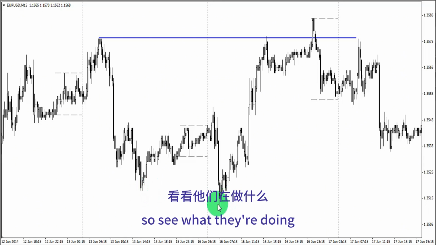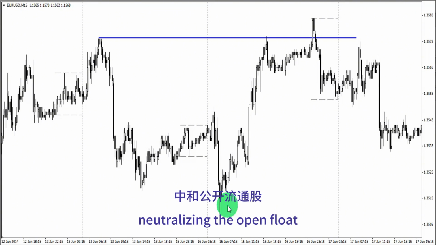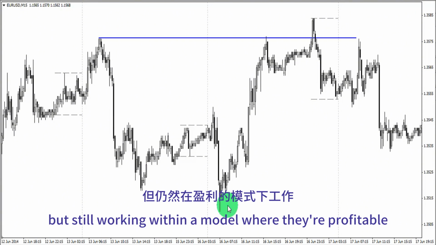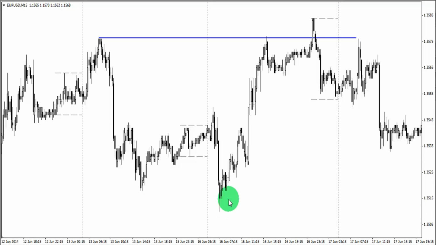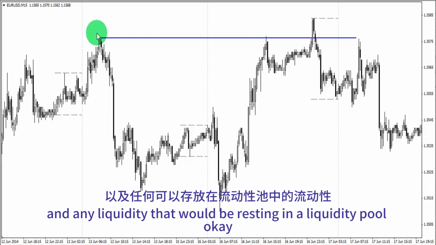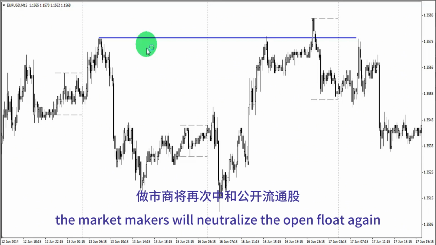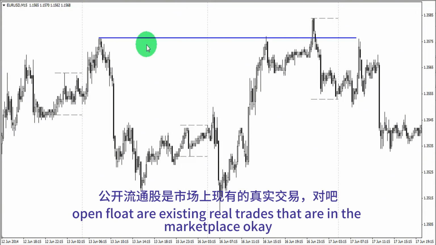So see what they're doing? They're taking both sides of the marketplace, neutralizing the open float, but still working within a model where they're profitable because they swept those stops that would have been resting above here and any liquidity that would be resting in a liquidity pool. So that's how ultimately the market makers will neutralize the open float. Again, open float are existing real trades that are in the marketplace.